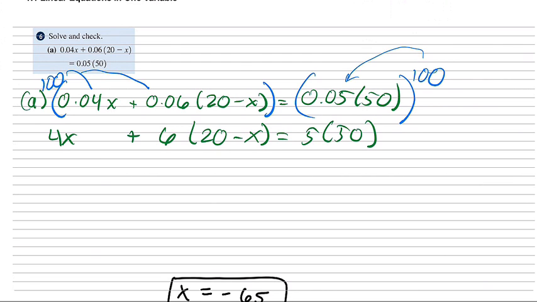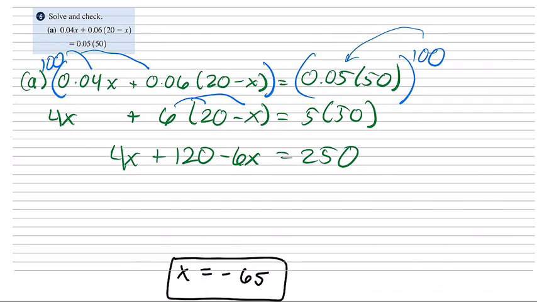times 50. Okay. So now on the left, this should be familiar. Distribute the 6. Okay. So then we'll have 4x. 6 times 2 is 12, so that's 120 minus 6x. 5 times 5 is 25, tack on a 0. Okay. Now on the left, we want to combine like terms. So 4x plus a negative 6x is a negative 2x.